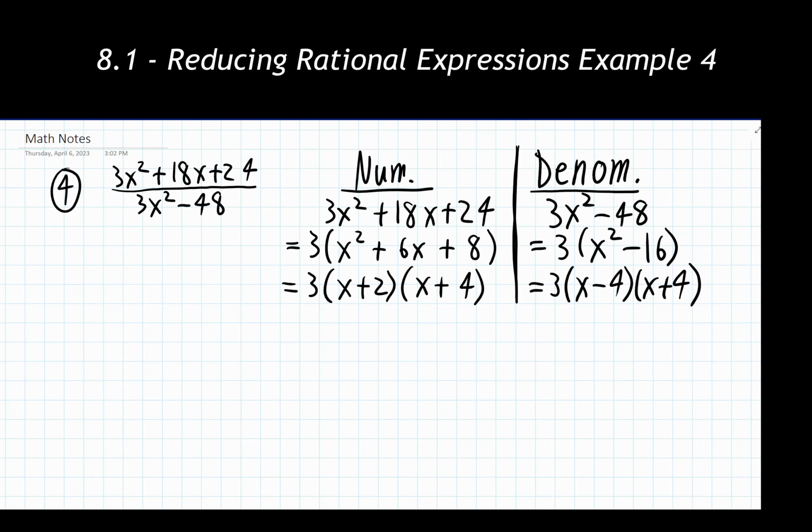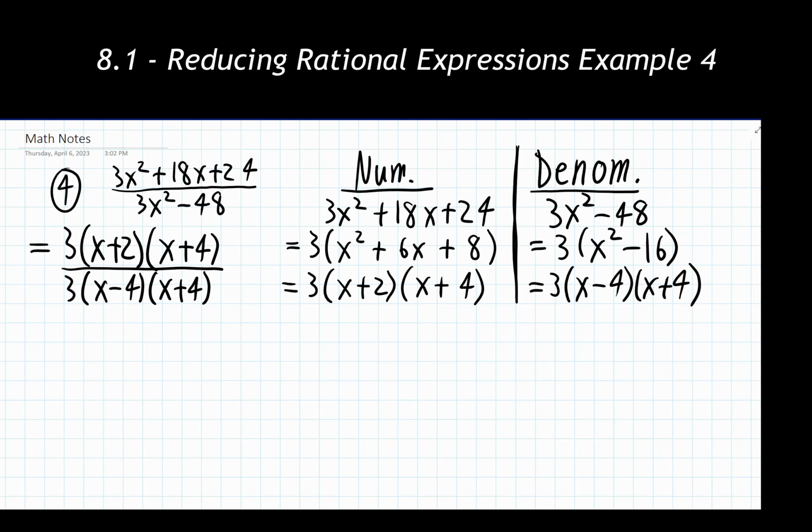Let's bring both of those right back into our main work area here and start canceling some things out. So I have 3 times x plus 2 and x plus 4 all over 3 times x minus 4 and x plus 4. There we go.